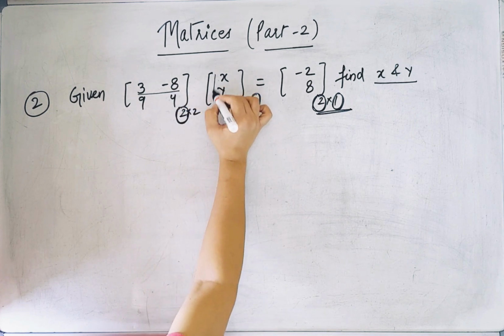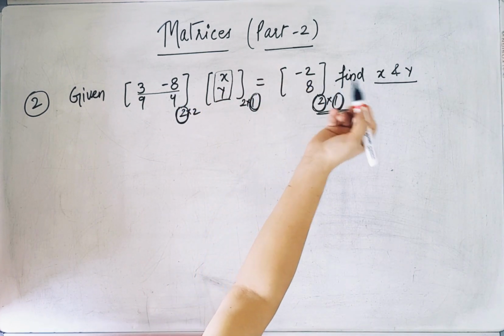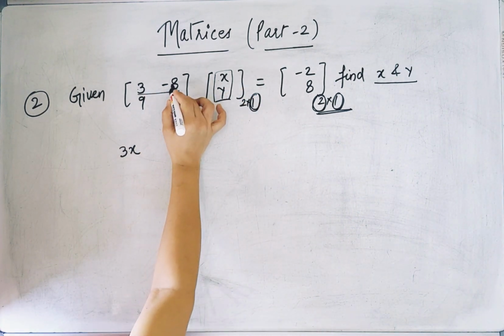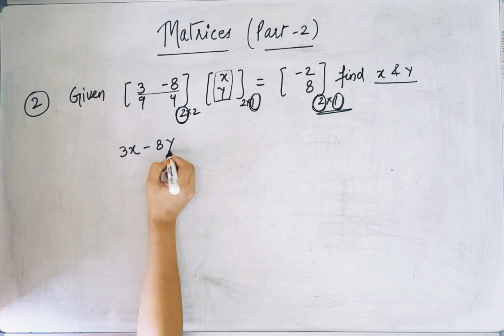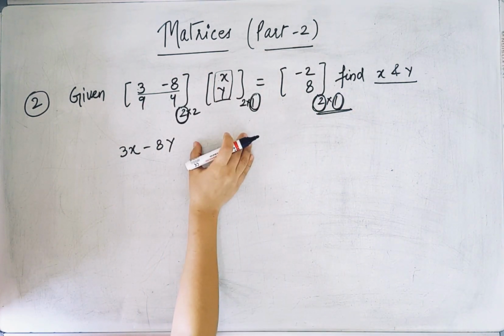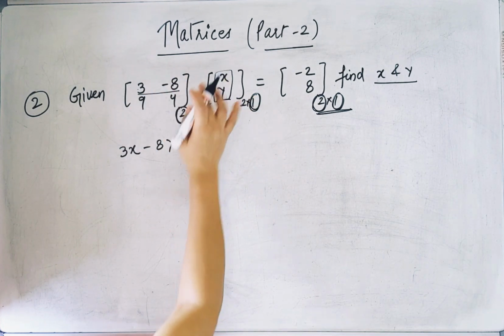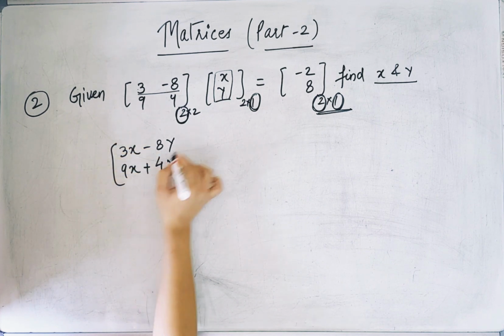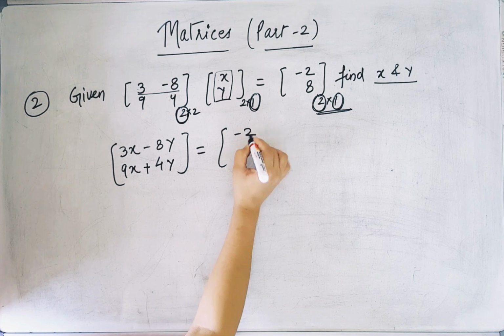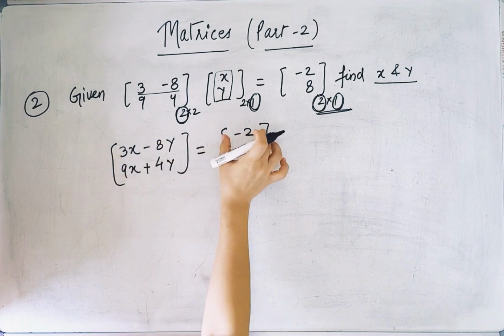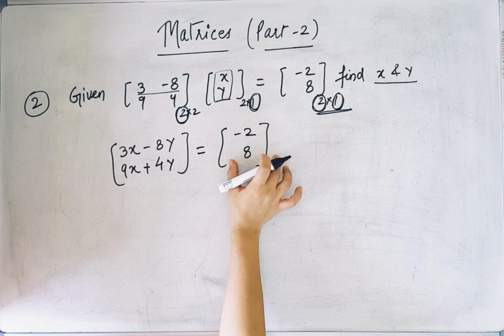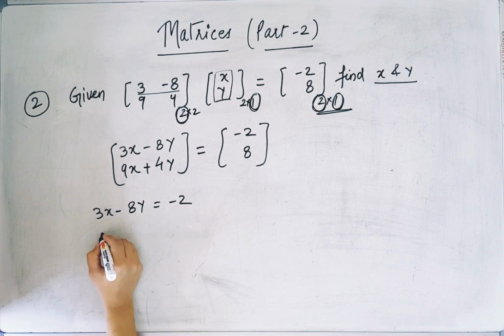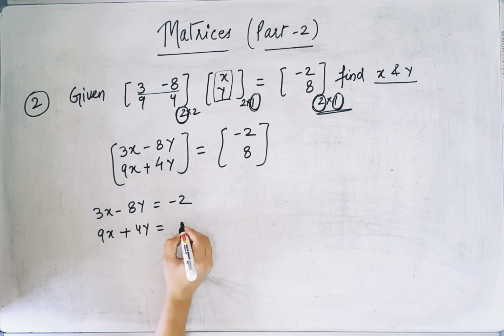First row, first column. क्योंकि अब second column नहीं है तो उससे multiplication नहीं होगा. तो 3 into x, 3x and 8 into y. तो it will be minus 8y. सेकेंड कॉलम नहीं है तो यहाँ पर कोई भी एलिमेंट नहीं आएगा. 9 into x, 9x, 4 into y, 4y. ये बीच में एडिशन. This is equals to minus 2, 8. So first element is equals to first and second element will be equal to second. तो 3x minus 8y equals minus 2 and 9x plus 4y equals 8.